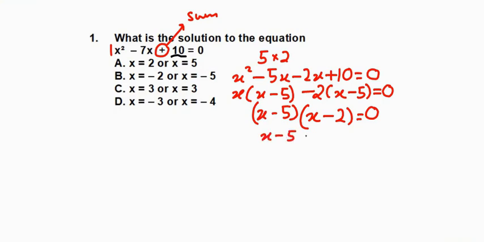If x minus 5 is 0, we'll get x is equal to 5. Or if x minus 2 is 0, we'll get x is equal to 2. So these are the answers. X is either 5 or 2. So option A is correct.